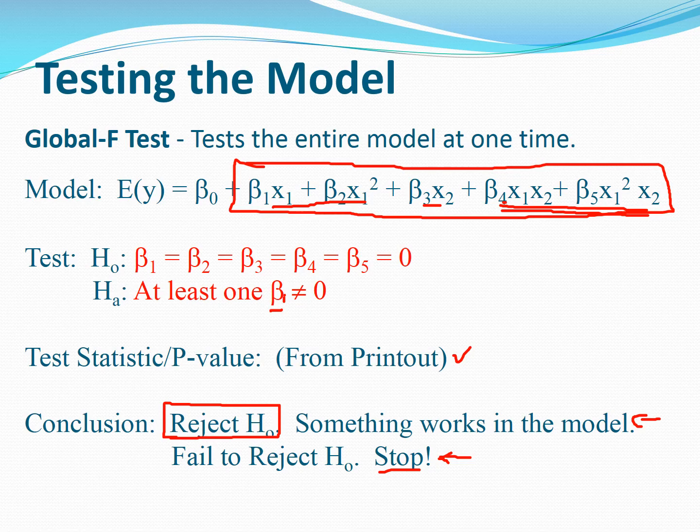Now, hopefully, you have some data that's going to work. Hopefully, your X's will help predict your Y, and you won't have to cross that bridge. But that's how we do a global F. We test all the terms simultaneously. It's a very efficient test. And hopefully make the conclusion that something works. So what's next?